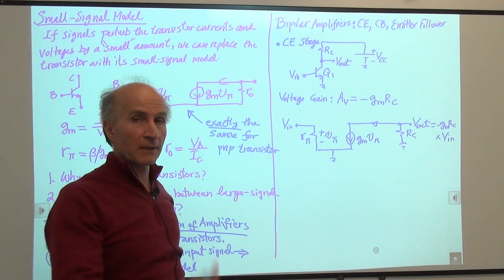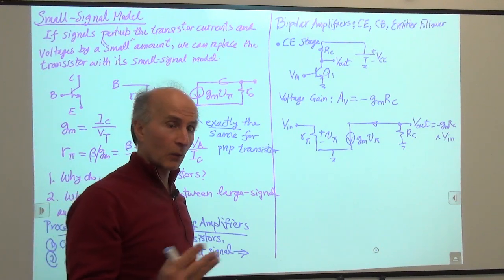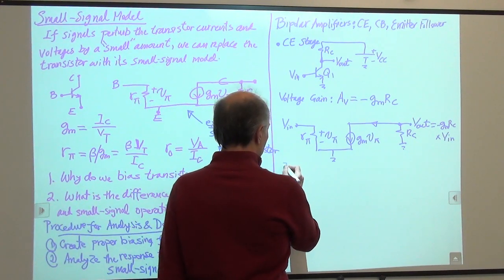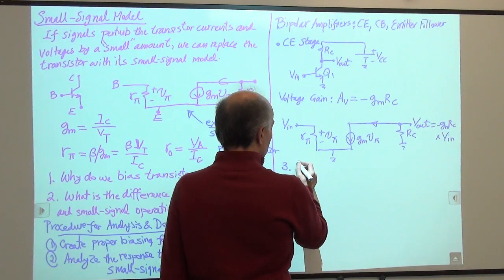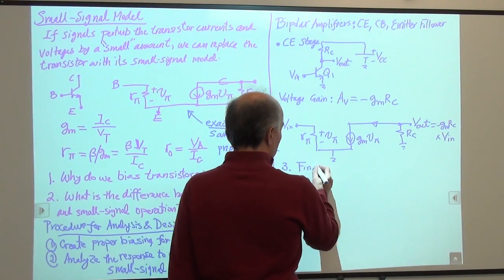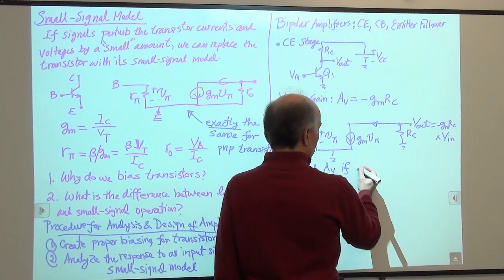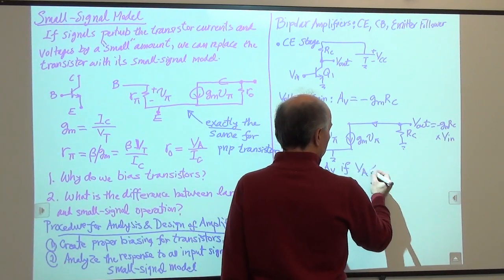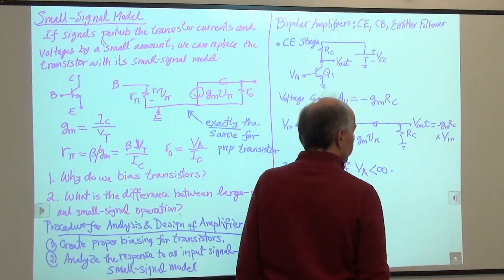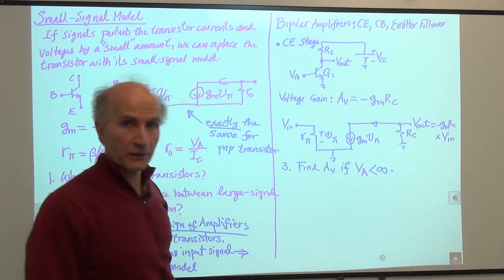All right, so this brings us to problem number 3 of the homework. So number 3, find Av if the early effect is not negligible. All right, should be pretty straightforward.